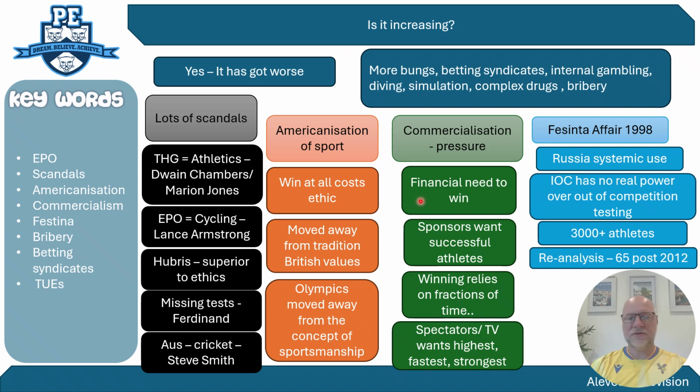So many athletes are tied into the financial need to win, depending on the sport, but certain sports require more financial aid from winning because they don't get paid as much to just do the sport. So prize money comes into it and sponsorship money comes into it. And therefore sponsors, they want the successful athletes, and if you're unsuccessful then you lose your sponsorship, so it's more reason for someone to cheat.